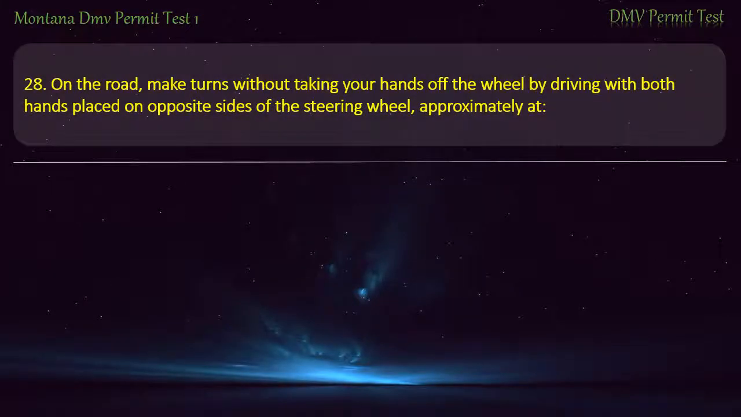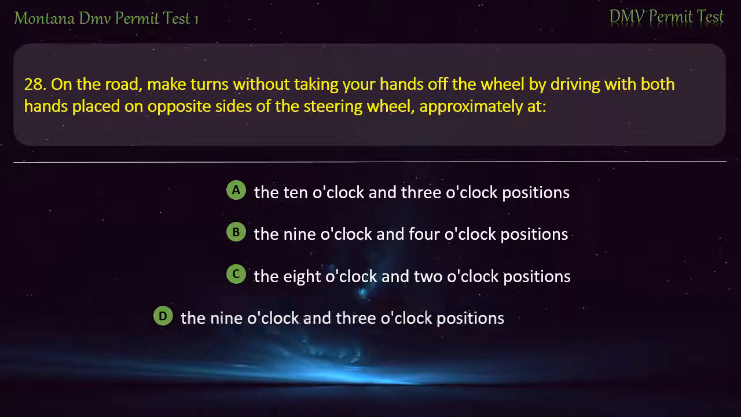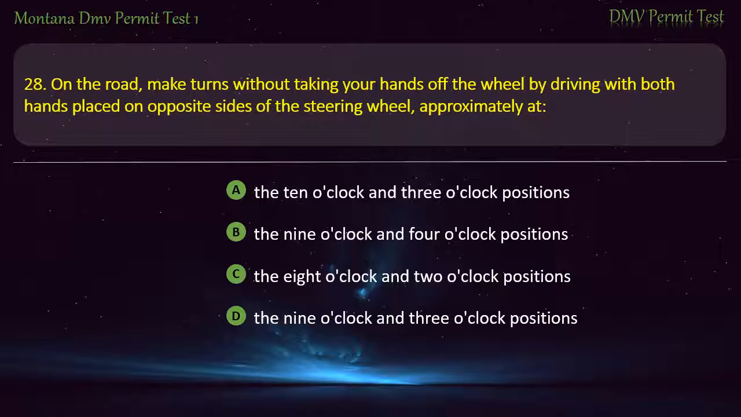Question 28. On the road, make turns without taking your hands off the wheel by driving with both hands placed on opposite sides of the steering wheel, approximately at the 10 o'clock and 3 o'clock positions. The 9 o'clock and 4 o'clock positions. The 8 o'clock and 2 o'clock positions. The 9 o'clock and 3 o'clock positions. Answer. The 9 o'clock and 3 o'clock positions.